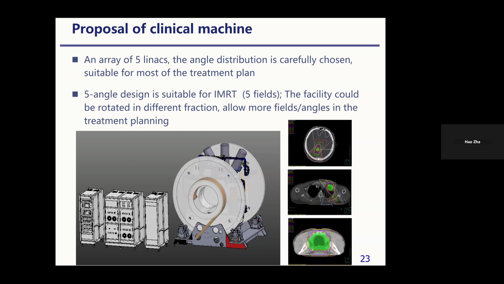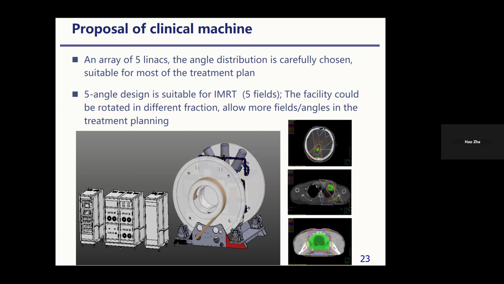And in this case, the facility could be rotated in different fractions. For example, even with flash radiotherapy, we may need many fractions. For example, at least 4 fractions. I don't believe that flash radiotherapy will be delivered in the future in only a single fraction. So at least maybe 3 or 4 fractions.